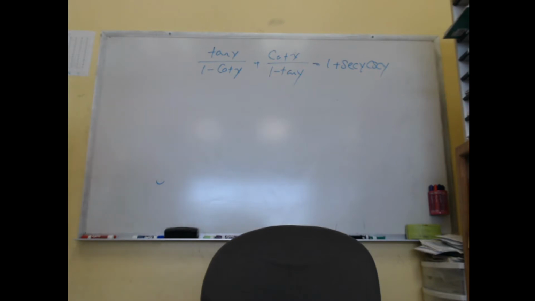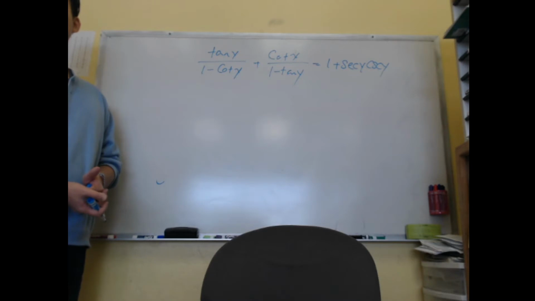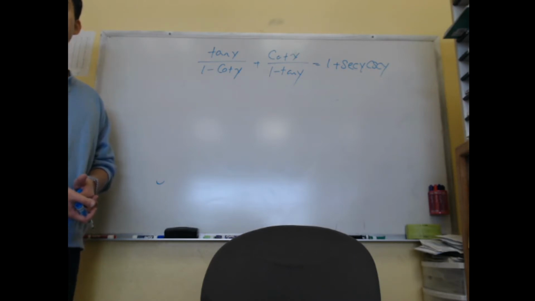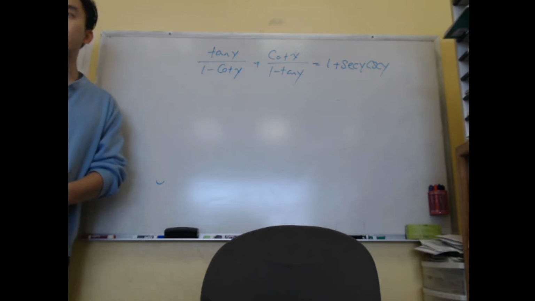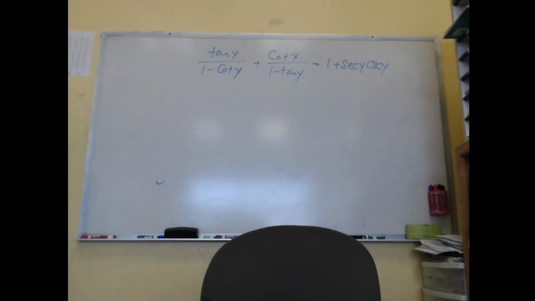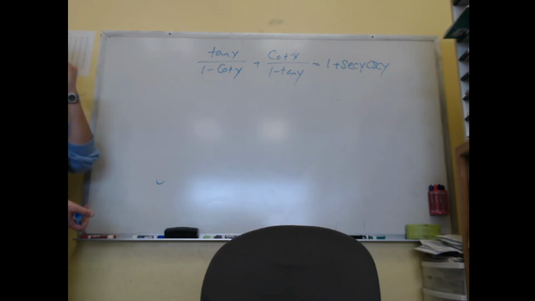Is there anything that we can do for this one? Should we rationalize the denominator by multiplying by its conjugate? Would that work? Or do we need to rewrite it in terms of sine and cosine first? Okay, rewrite everything in terms of sine and cosine? You can do it that way?